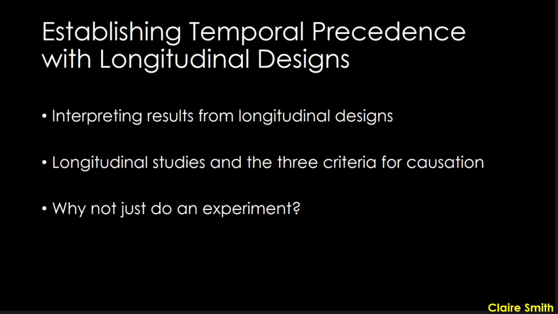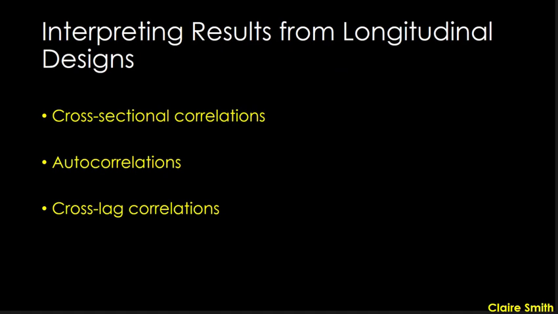The next little section, establishing temporal precedence with a longitudinal design. So looking at what a longitudinal design actually is, looking at the results of it, using the 3 criteria for causation, and then talking about why we don't just use experiments, which is pretty self-explanatory.